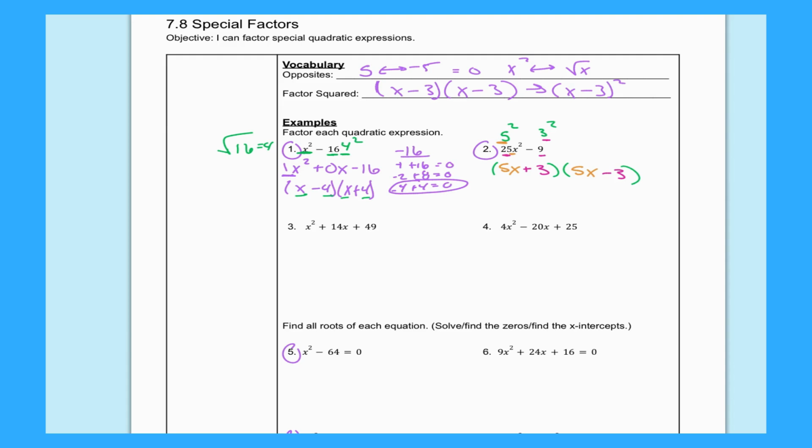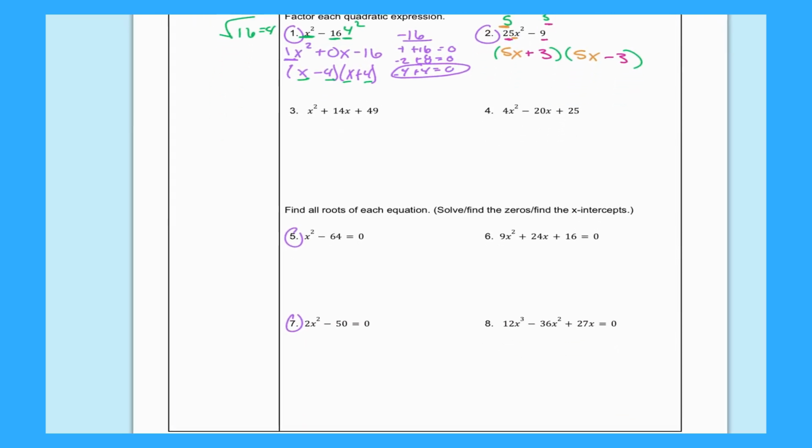So let's use that for down here on number 5. x squared is just x squared. The square root of 64 is going to be 8, so that's 8 squared. So we can get our parentheses set up. We have x squared in the beginning, so we just have an x and an x in the beginning. And then we have the 8 at the end, so we have an 8 and an 8 at the end. And then we need one plus and one minus. Again, it doesn't matter which is which.